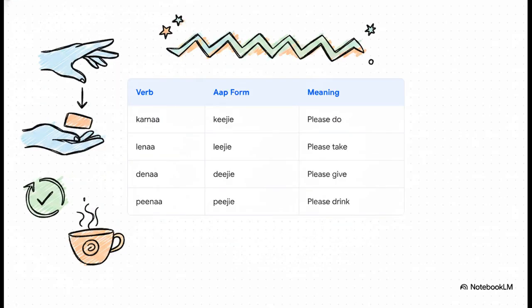But hey, like any great language, there are exceptions, right? There are 4 absolutely crucial irregular verbs for the respectful aap level that do not follow that standard iye rule. You're just going to have to memorize these ones. Karna, to do, becomes kijiye. Lena, to take, becomes lijiye. Dena, to give, becomes dijiye. And pina, to drink, becomes pijiye.